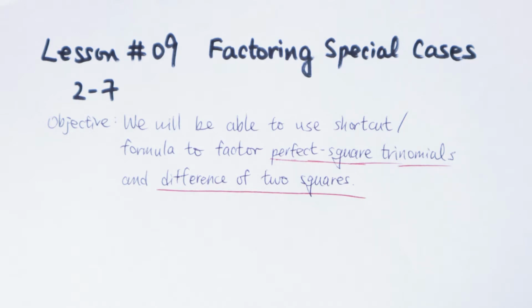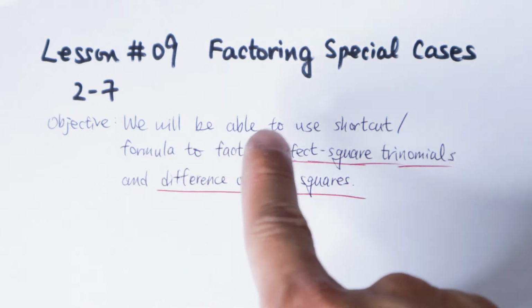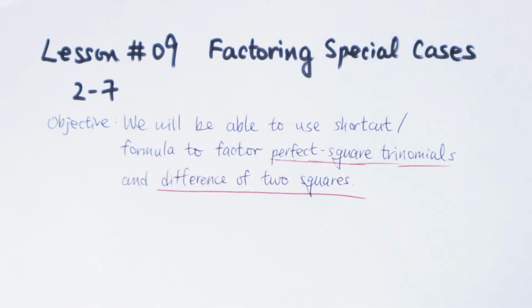And this week you are learning the last lesson of topic 2, which is called lesson 9, factoring special cases. It is in topic 2, section 7 of your textbook. The objective says we will be able to use shortcuts or formulas to factor perfect square trinomials and difference of two squares. Here I underline the two terms, which are perfect square trinomials and difference of two squares. So you first have to know what they are.